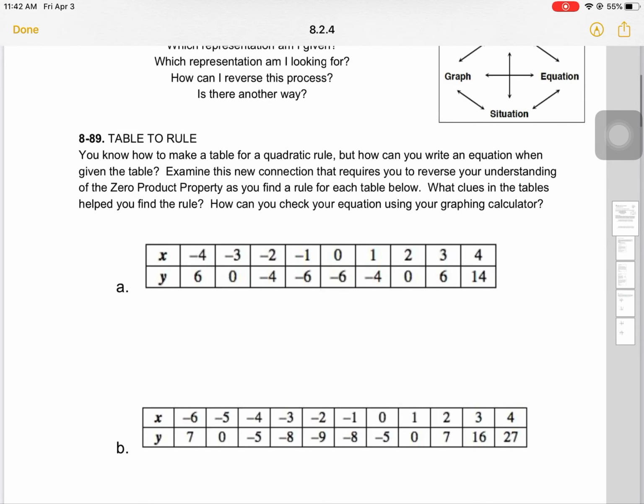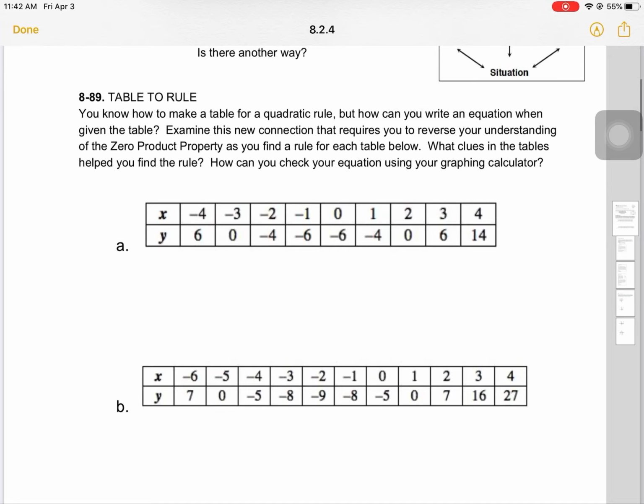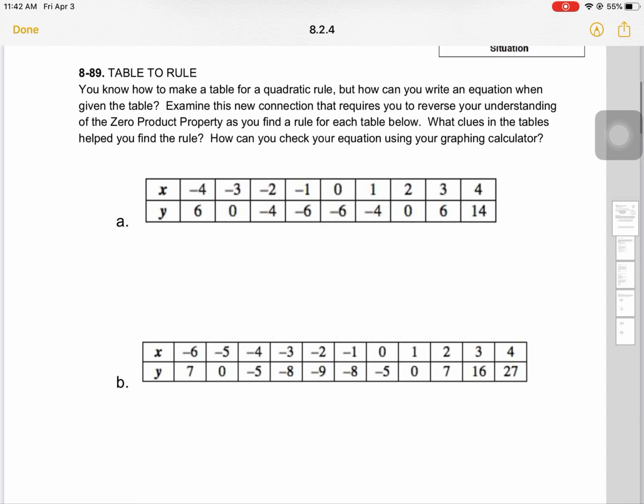So let's start with just looking at this. This will be kind of familiar. We covered this a little bit in 886, and if you watched that video, I know 886A was a little tricky. We're going to talk about that again here. We're going to move from table to rule in problem 89. So it says that you know how to make a table for a quadratic rule. If you have the equation, you can just be plugging the values in.